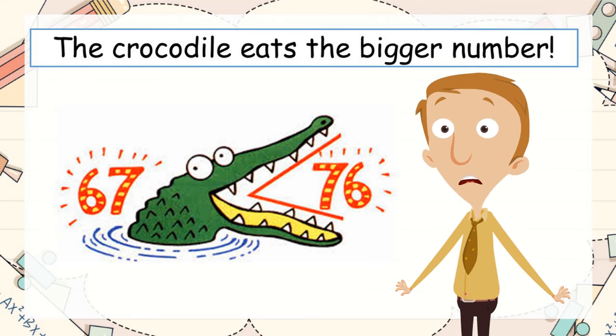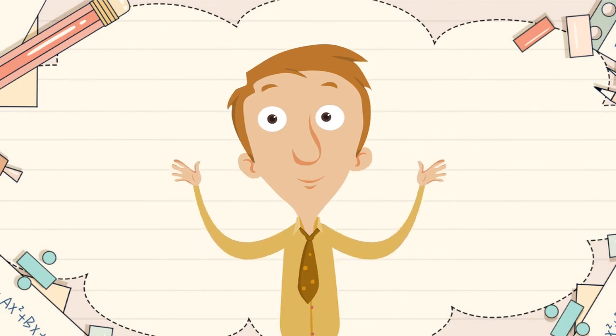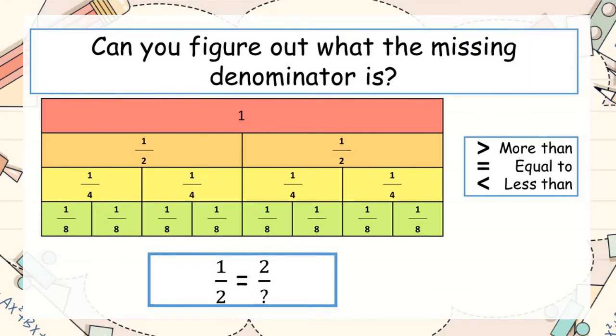That'll be handy to remember during today's lesson, because we're going to be doing a lot of comparing. Okay, let's go take a look at a few fraction walls and see if we can compare different fractions using it. Here's our first fraction wall of the day. And then the bottom, we have a little problem to solve. 1/2 is equal to 2 somethings, but the denominator is missing. Can you pause the video and figure out, using the fraction wall, what the missing denominator is?